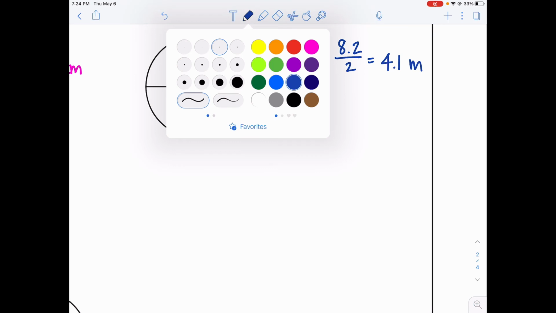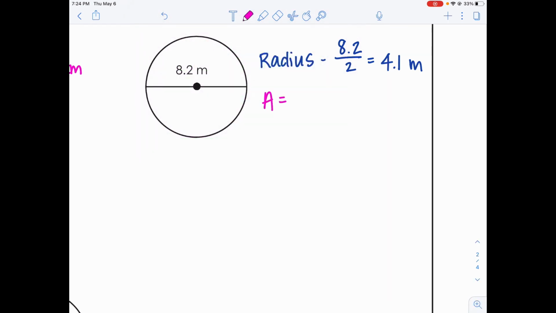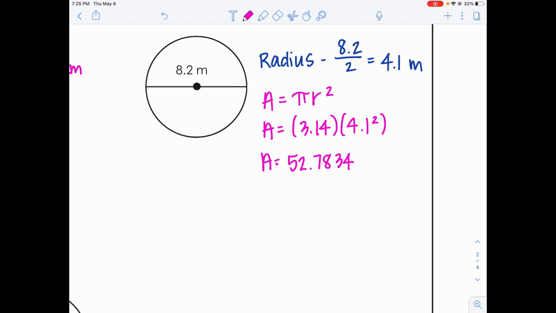Now we're going to plug that in to find the area of our circle. Pi times the radius squared. Plugging in what we know, 3.14 for pi. The radius is 4 1/10 squared. Plugging it all into my calculator, 3.14 times 4 1/10 squared tells me that the area for this circle is 52.7834 10,000ths meters squared.